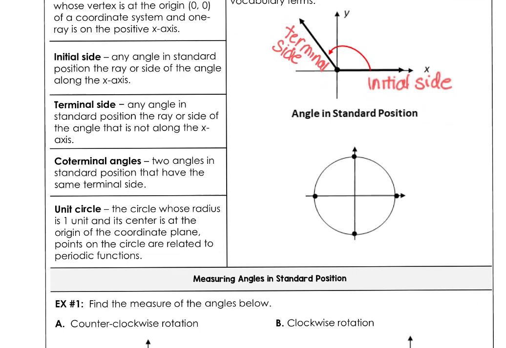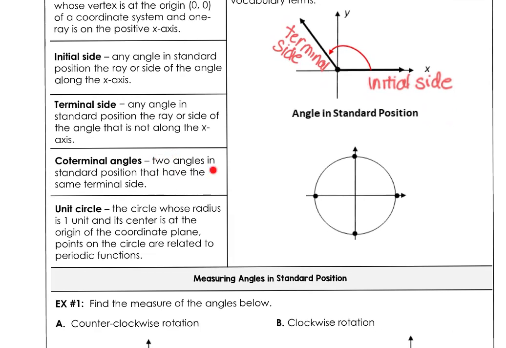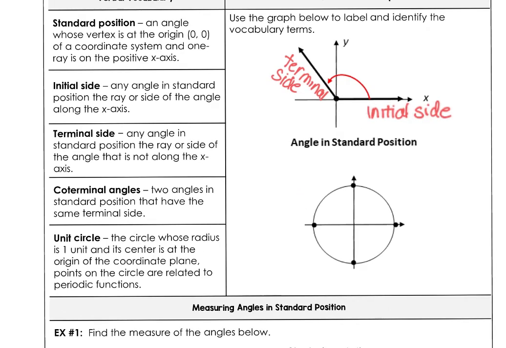When you have coterminal angles, that's whenever you have two angles that are in standard position that have the same terminal side. So if we went this way and it was 120 degrees and went all the way around one full revolution plus another 120 degrees, the larger angle would be sitting on top of the other angle, and that would be a coterminal angle because the terminal side would be the same.